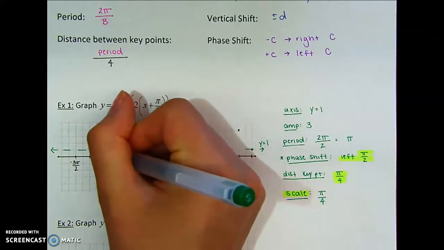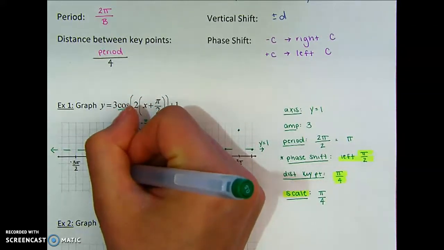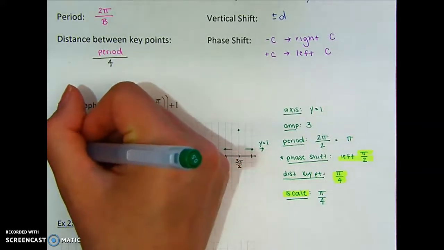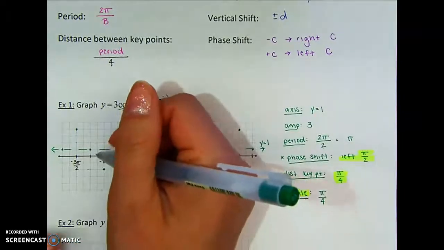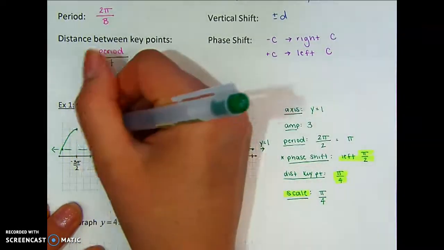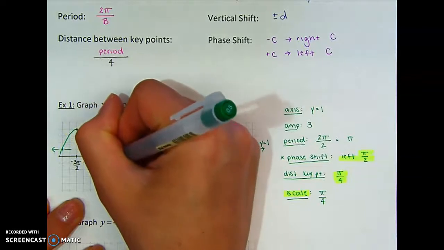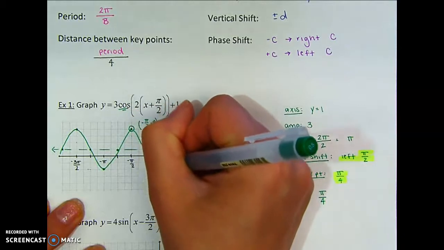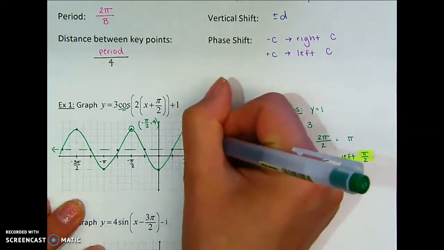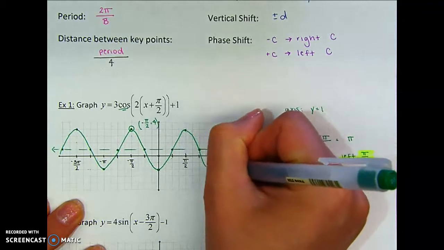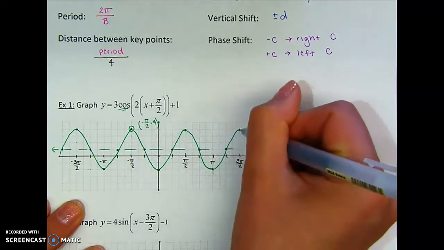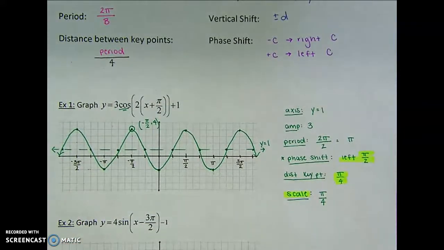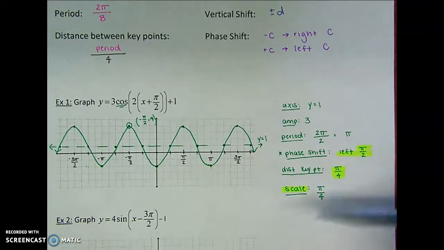So axis, min, axis, max, axis. And then we are going to create our cosine curve. And don't forget your arrows. And there you have it. So we've successfully graphed everything and we labeled everything that's required.